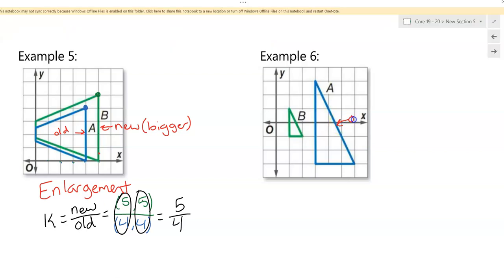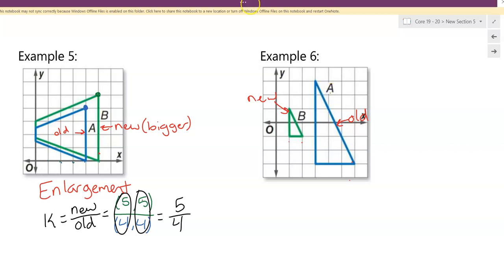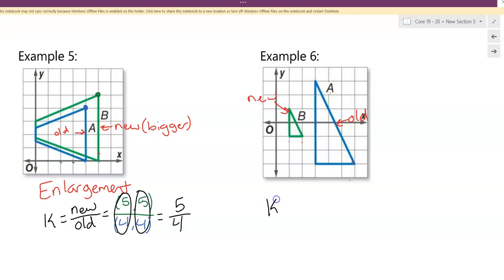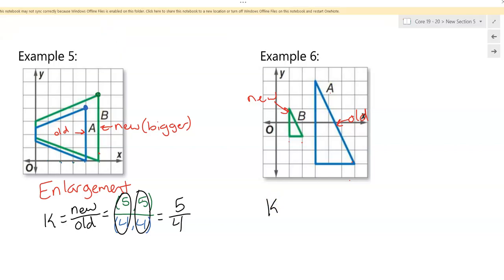All right, last problem. A is my old one. B is my new one. I like this problem because, right, we usually read left to right, so you have to be very careful with your figures that you're just paying attention to which one's labeled A or B or however it tells you. Okay? So still finding our scale factor, K. And our new is definitely smaller. So this is a reduction.